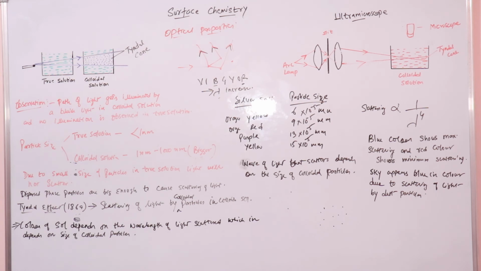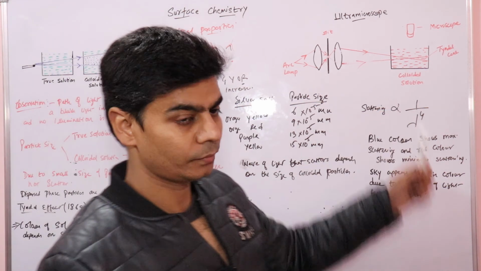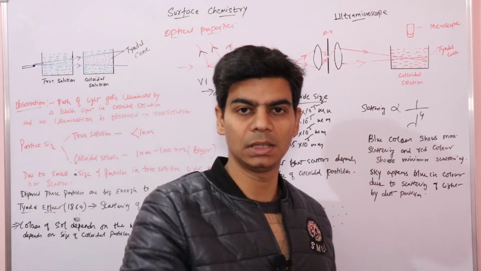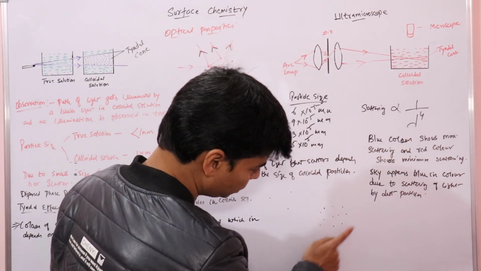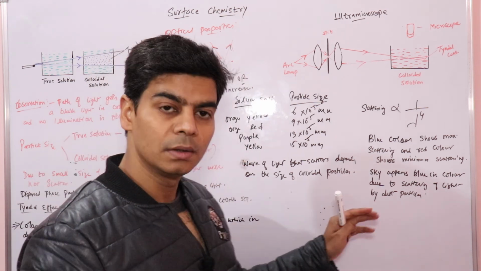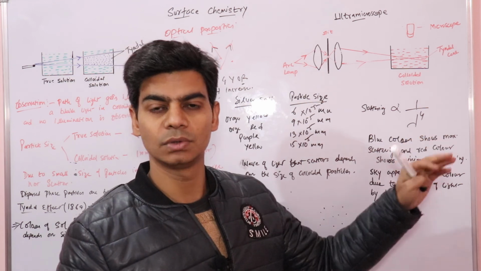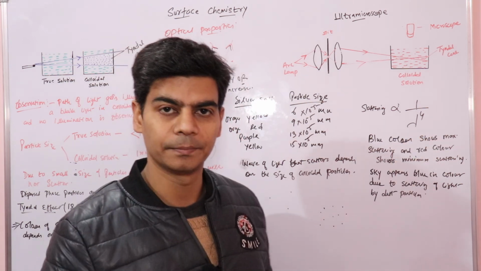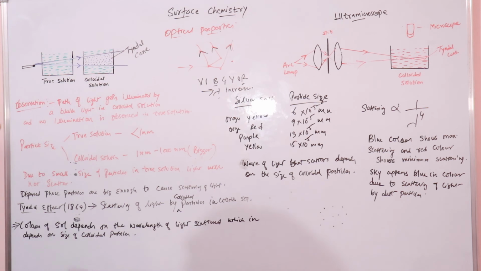It is only light scattered by colloidal particles, and the actual particles are not visible. So what you are observing is the scattered light due to those particles. These bright points are not the particles, but the scattering of light by those particles. I hope all this is clear. This is important. You can take all these things down.